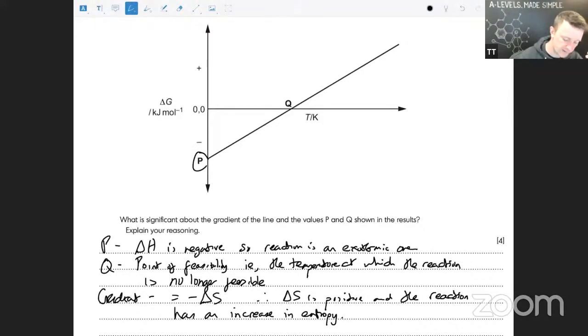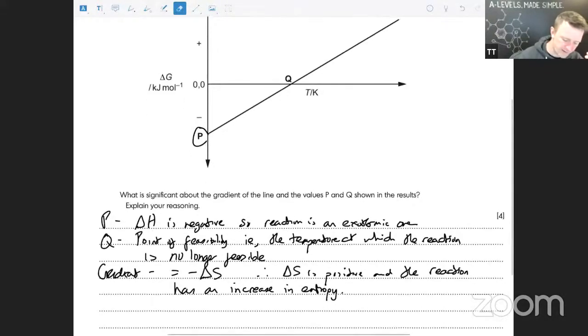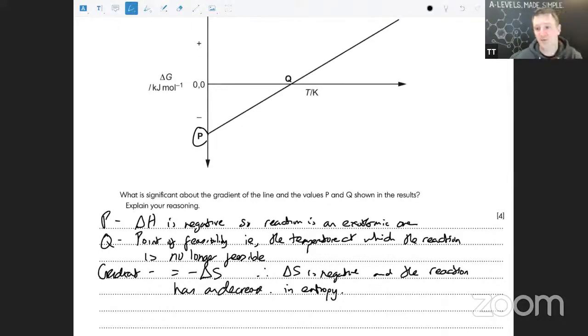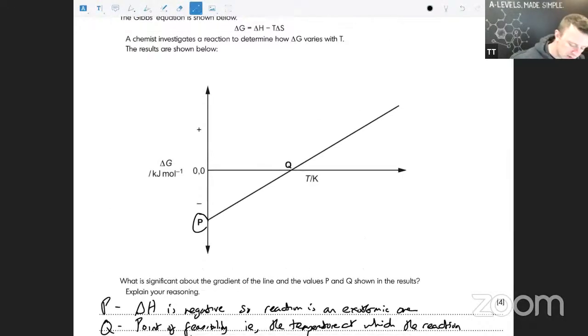It's minus delta S. Oh, gradient is minus delta S. Thank you, Edith. Delta S is negative and it has a decrease in entropy. My bad. Thank you. The gradient is steeper, absolutely. So if there was a bigger change in delta S, it would do that. Okay, so the steeper the gradient, the bigger the change in entropy, because gradient equals change in entropy.